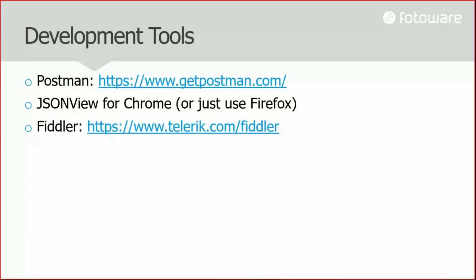There's also Fiddler. You've probably used this before to debug problems with Fotoware. We're not going to use it here, but it's a great tool to have whenever you're doing integrations with a web API. It's also very helpful to have a JSON viewer for your browser. There are extensions for Chrome, or if you use Firefox, you don't need any extensions because it's a built-in feature of Firefox.